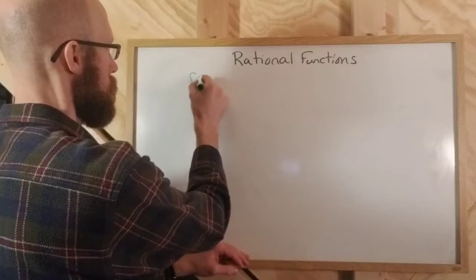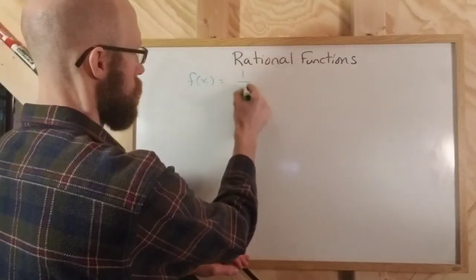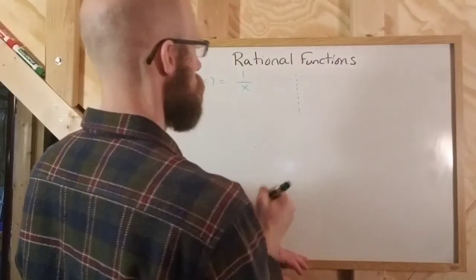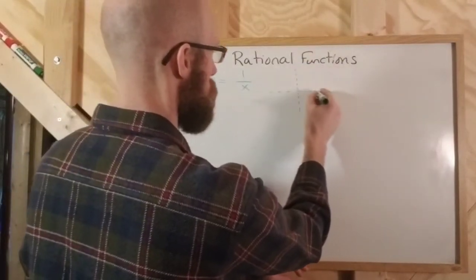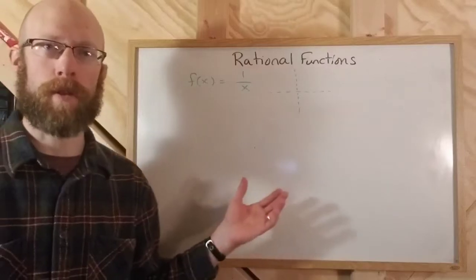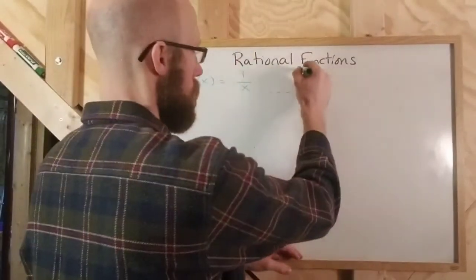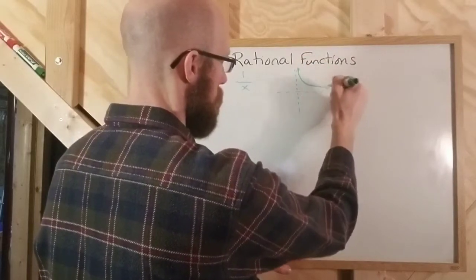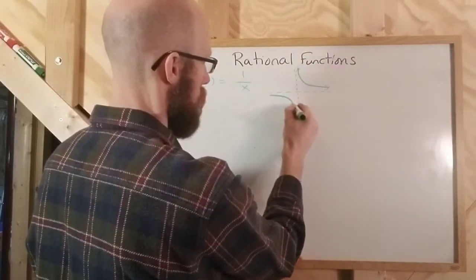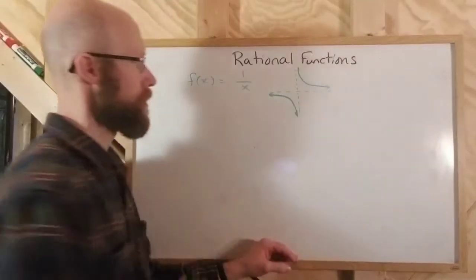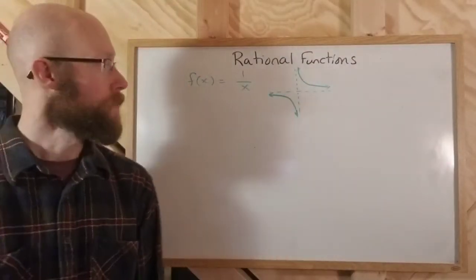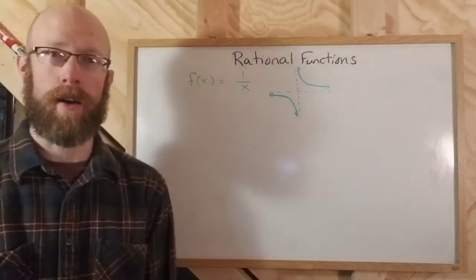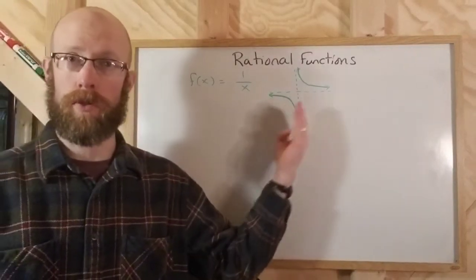Remember, the reciprocal function 1 over x has a vertical asymptote and a horizontal asymptote. Both happen to be at the x and y axes, and the graph approaches them up and to the right and down and to the left. Other rational functions will have multiple vertical asymptotes. You could have more than one.